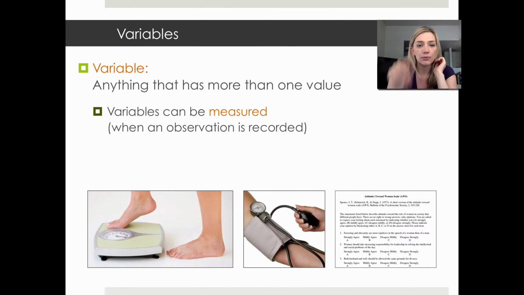And then here on the right, we have the attitudes toward women's scale. This scale measures feelings about women's rights and gender equality. So we can measure where people stand on women's rights by giving them this scale and recording their score. Notice for all three of these examples, and gender, if we include that as a fourth, that I am not, as an experimenter, manipulating, I'm not interfering at all with these variables. I'm simply recording the natural state of these variables without interfering with that natural state.